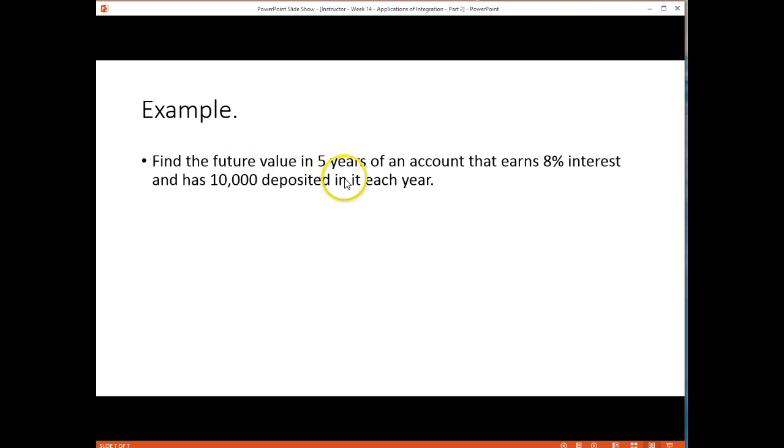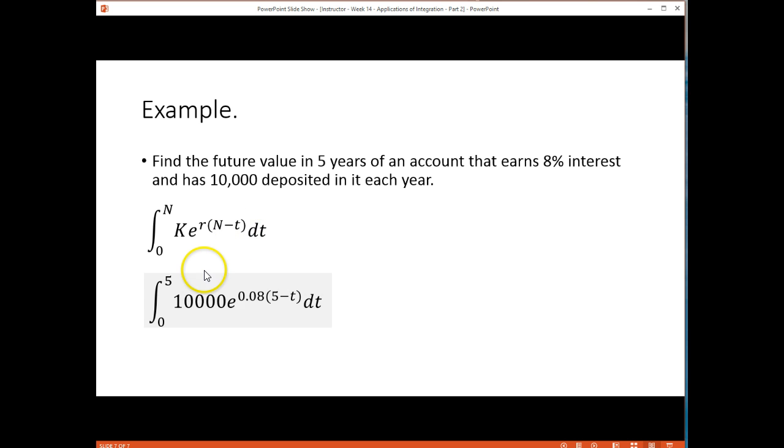Find the future value in 5 years of an account that earns 8% interest and has $10,000 deposited in it each year. Here's my formula. My n in this case is 5. My K is 10,000. My r is 0.08. Again, my n is 5. And I'm going to leave this t alone because this is what I'm integrating with respect to. So I have the integral from 0 to 5 of 10,000 e to the 0.08 times 5 minus t, all in my exponent.